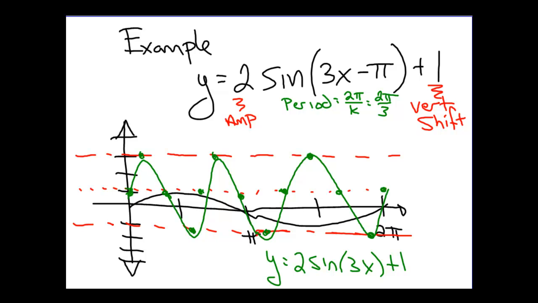Our phase shift, in this particular case, will be the value minus c over k, c being the minus pi. That changes the numerator to a positive, and the k value is 3. Our graph will be shifted pi over 3 units to the right. So now we have to go further and shift this over pi over 3 units. Well, this is pi over 3 units right here. From here to here is pi over 3 units.